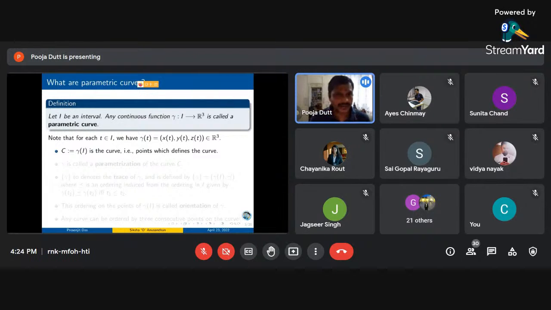Yeah, so let's start. First we define a parametric curve. Any function which is continuous, defined on an interval I to R3 or R2, or in general Euclidean space Rn, is called a parametric curve. So if you are thinking the curve is in R3, then for any t coming from the interval, it would look like x(t), y(t), z(t), a point inside R3.